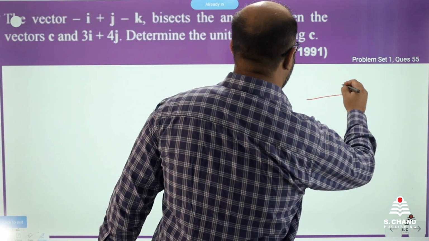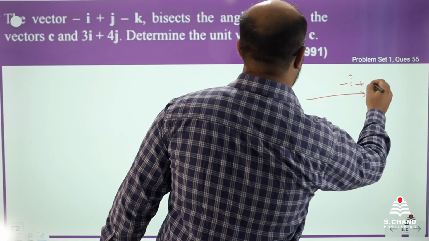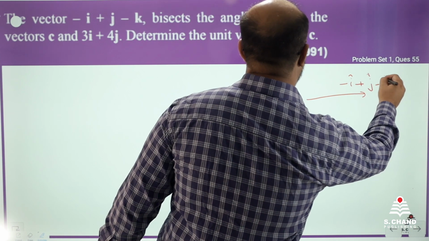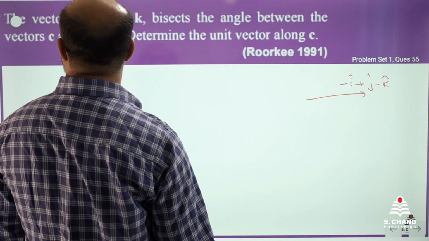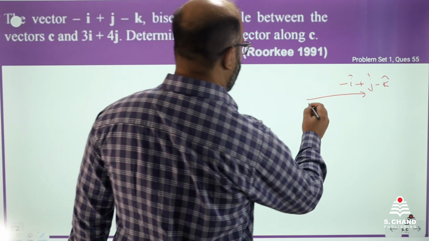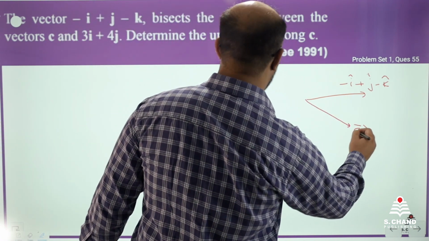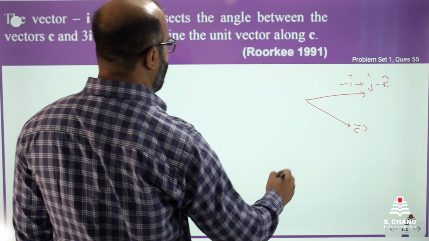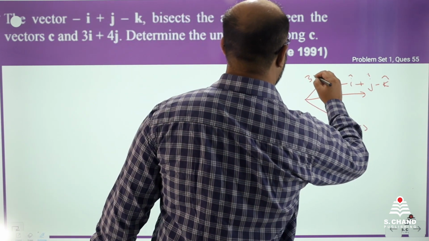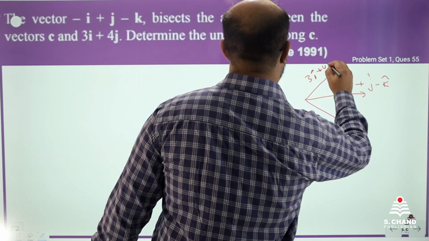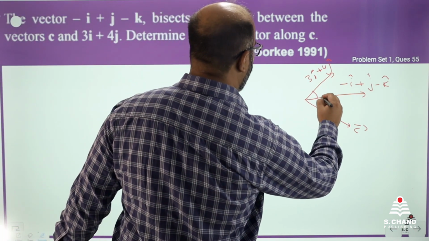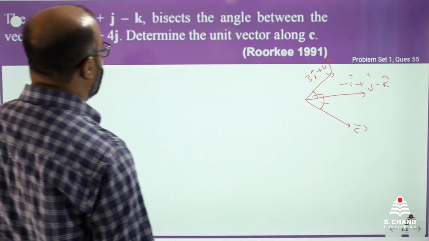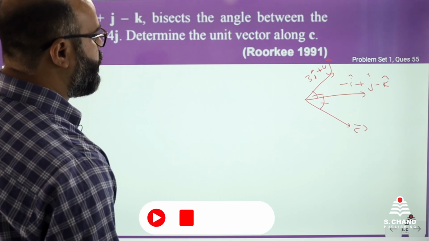One is minus i plus j minus k, and there is another vector C, which is this one, and there is another vector 3i plus 4j, which is this one, and it says that this first vector bisects these two. So this is the angle bisector. Determine the unit vector along C.